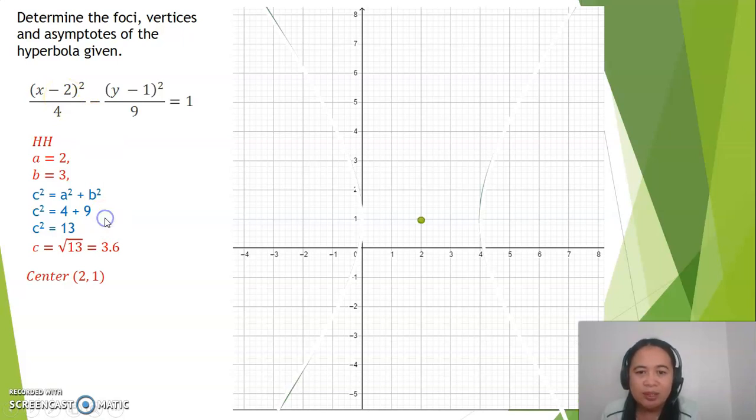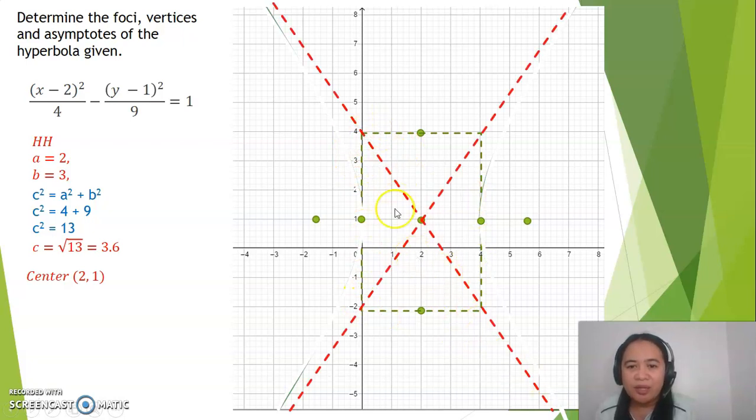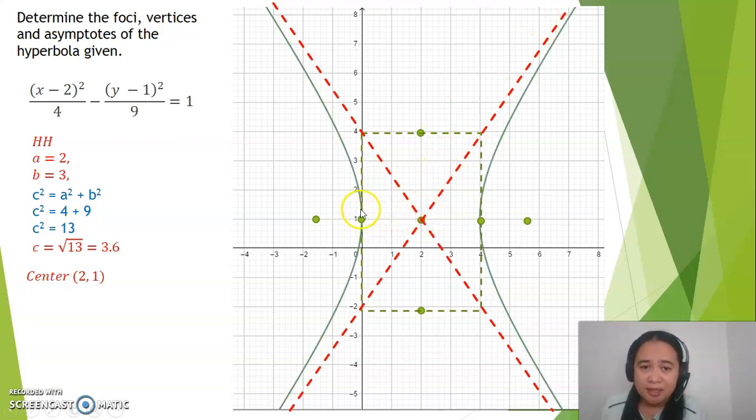So let's sketch that one. The center is at 2, 1. The value for A is 2, so 2 to the right and 2 to the left. The value for B is 3, so 3 up and 3 down. The value for C is around 3.6. So from the center, 3.6 to the right, and 3.6 to the left. Okay, sketching the auxiliary rectangle and connecting the corners here with a straight line to sketch our asymptotic lines, and sketching the curve, we will have this one.